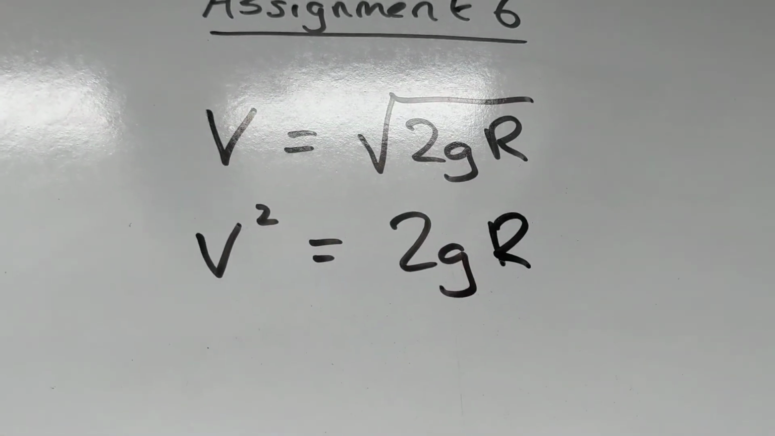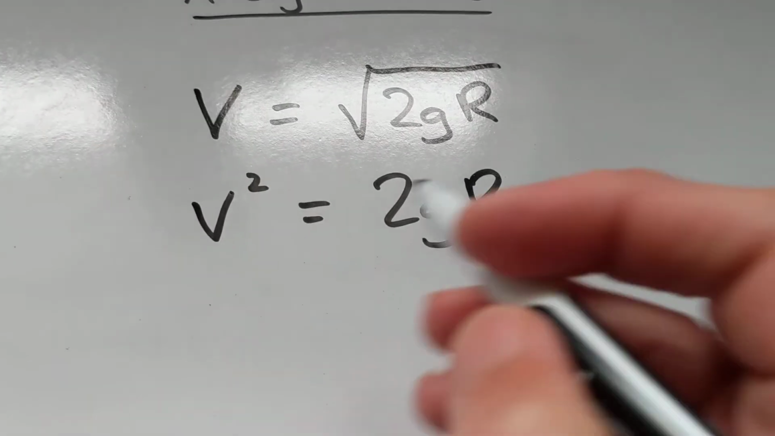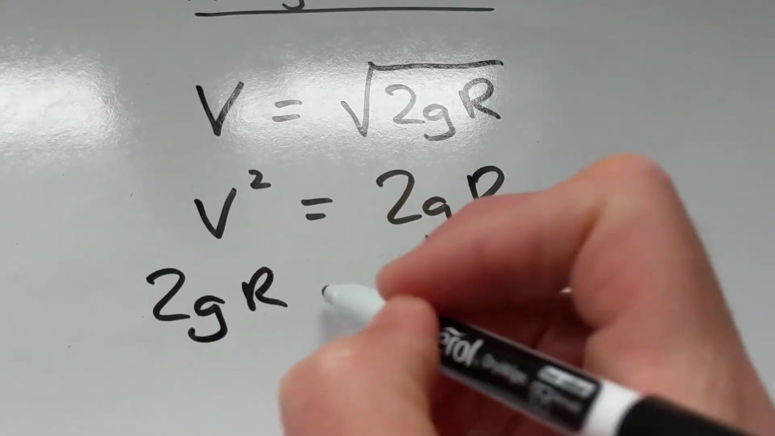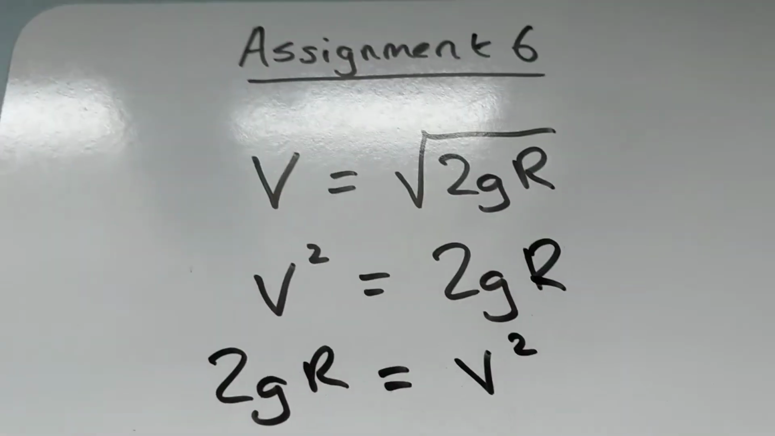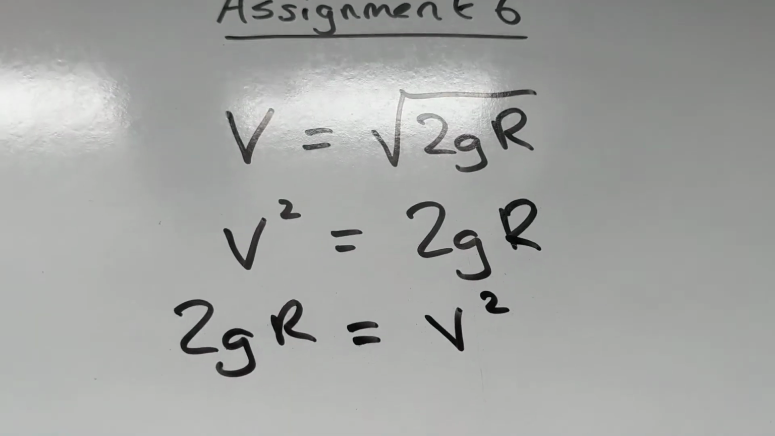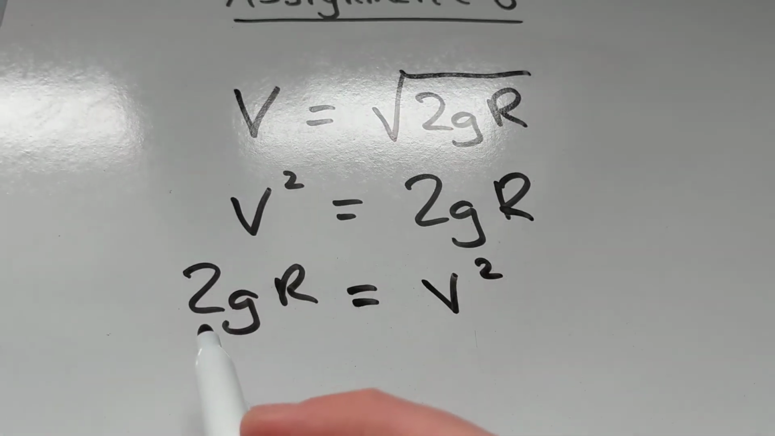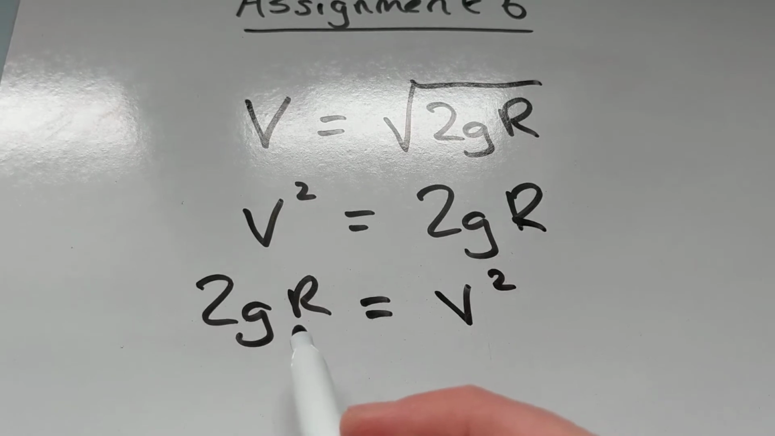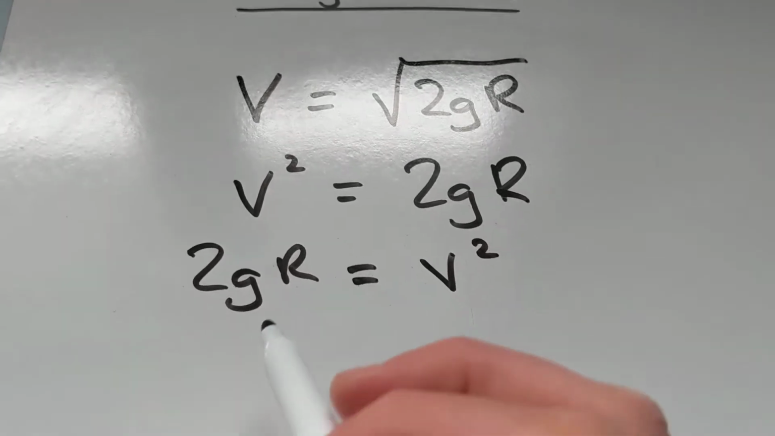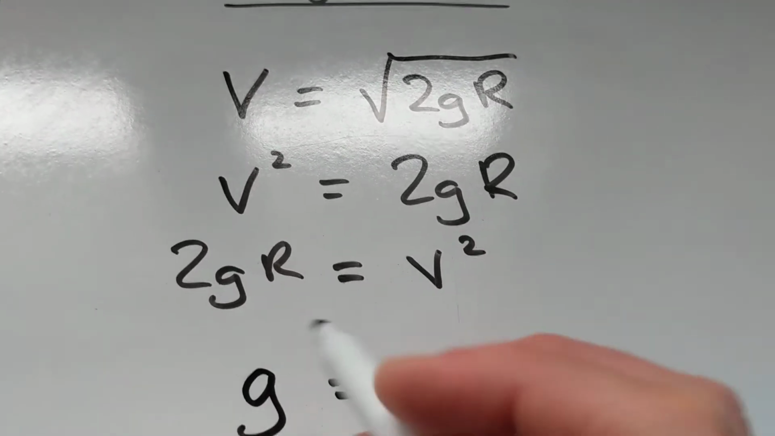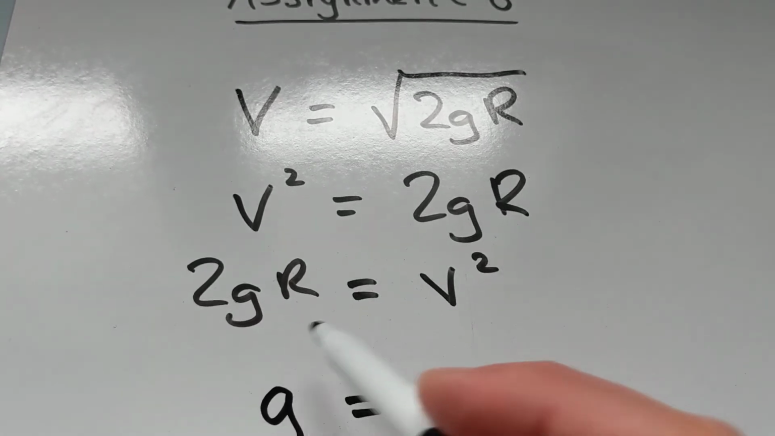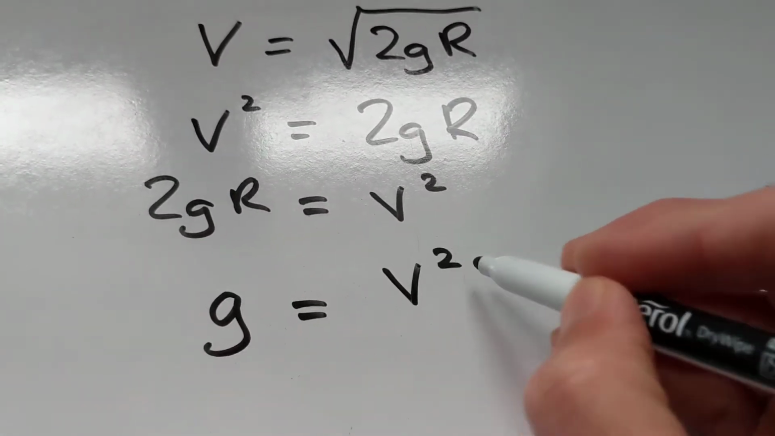Alright. Now what you can do is just flip it around at this point. So 2gr equals v squared. And if you do that, now you've got 2, g and r all multiplying together. If you want g on its own, you can divide this side by 2r. So you need to divide that side by 2r.